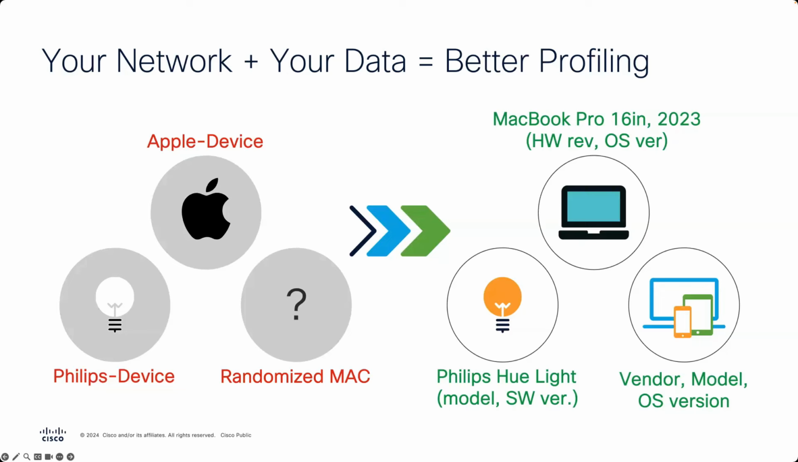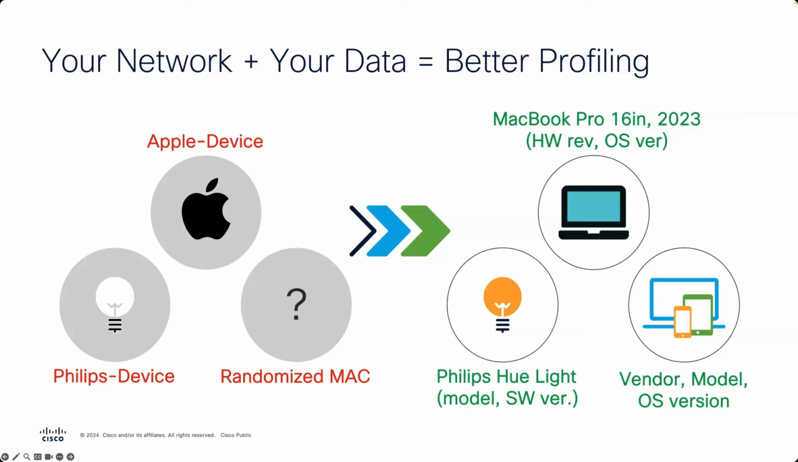What if you could learn that detail about it and the model of that smart light with the OS version running on it? Or maybe if you're dealing with randomized MAC addresses in your environment, you don't know what kind of device is using that randomized MAC address. What if we could see actually the model of the device behind that randomized MAC address or the OS version running on that endpoint? That's the kind of visibility that we're looking at here.